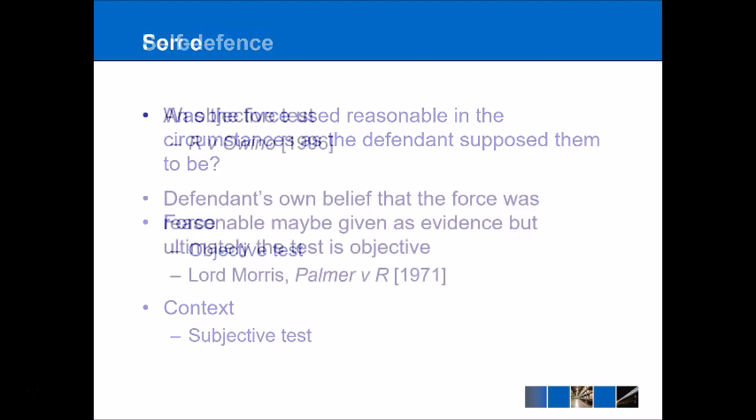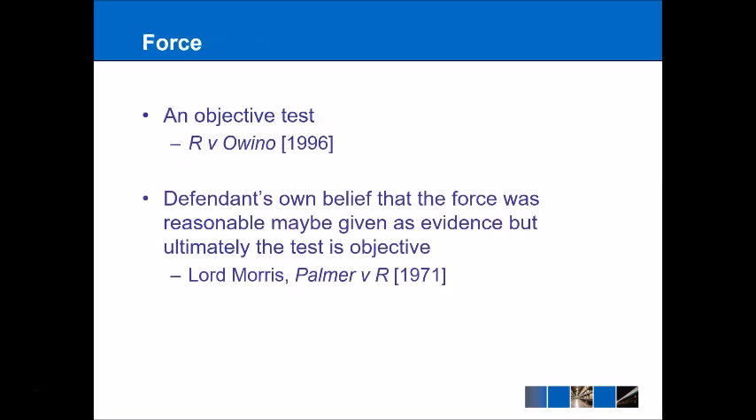First of all, we'll do force, which is the objective test, and the idea of an objective test was really confirmed in the key case of Owino, 1996. Now, in the interesting case of Palmer against the Crown, Lord Morris made the point that if the defendant did believe that the force he used was reasonable, then that might be given as evidence, but ultimately the test is an objective one. So we're looking at what the reasonable person would consider the force that was used to be. And although other evidence can come into play, ultimately that test is the reasonable person test.